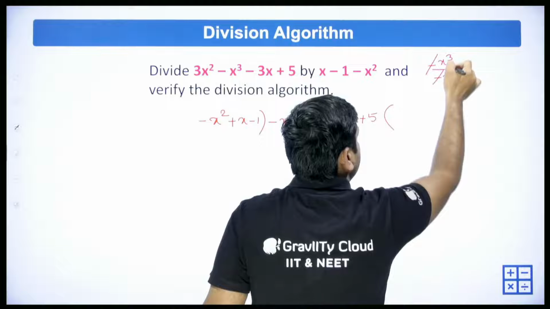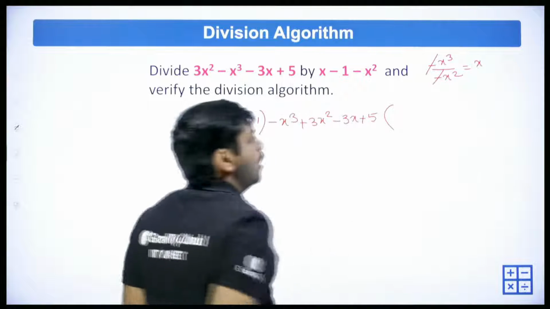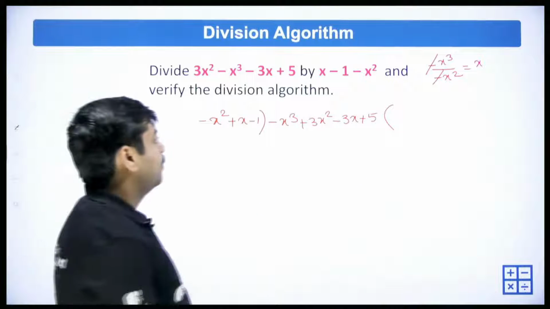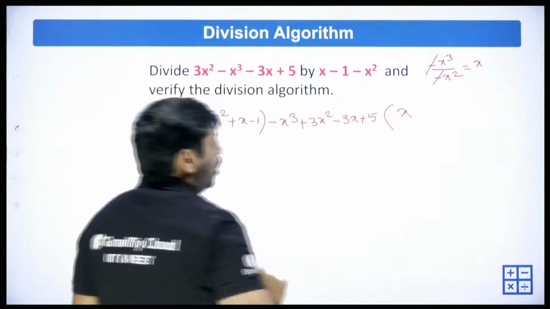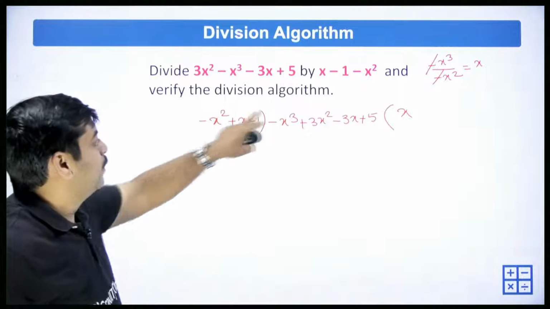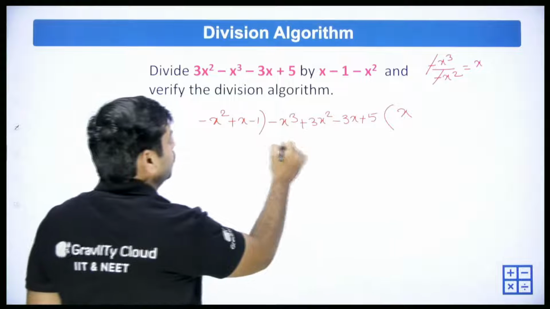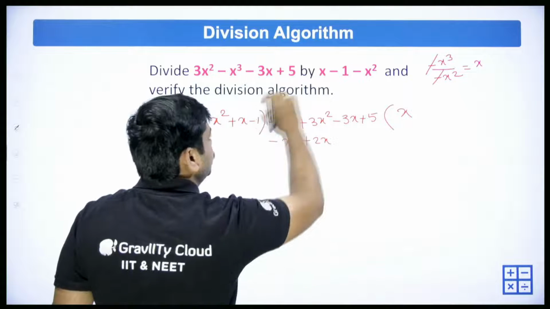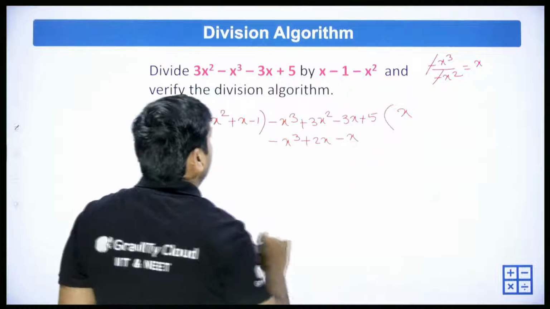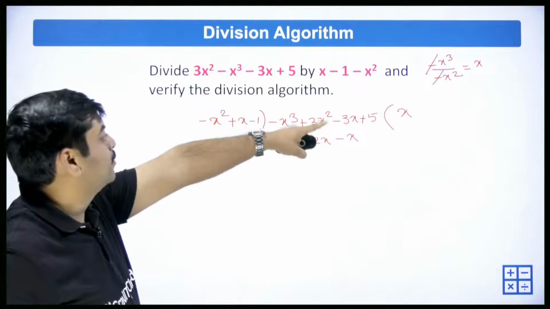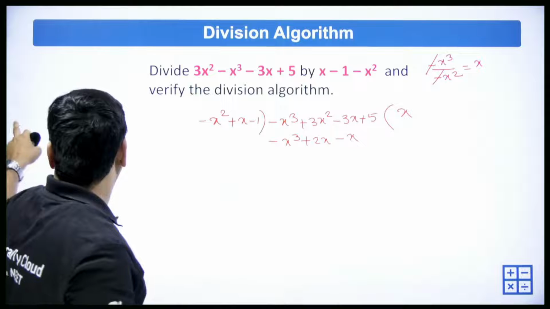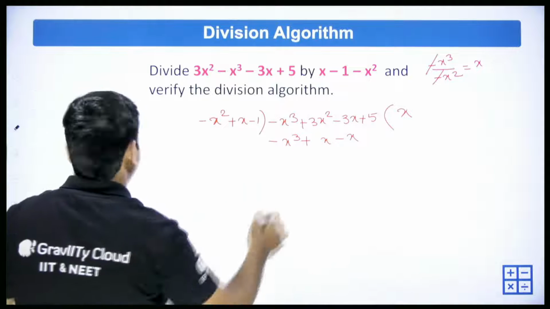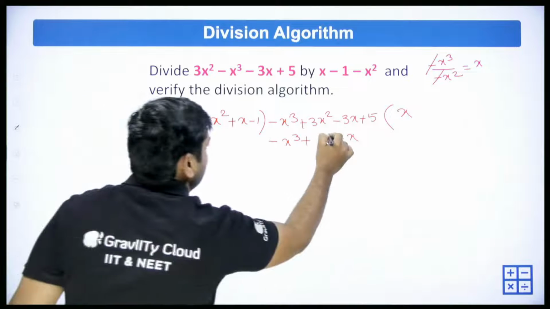minus and minus get cancelled, x cube by x square becomes x. So that becomes x here. When you multiply minus x square with x, you will get minus x cube. x with x becomes a plus x square, not 2x. It is x square, right? Minus 1 with x becomes a minus x.